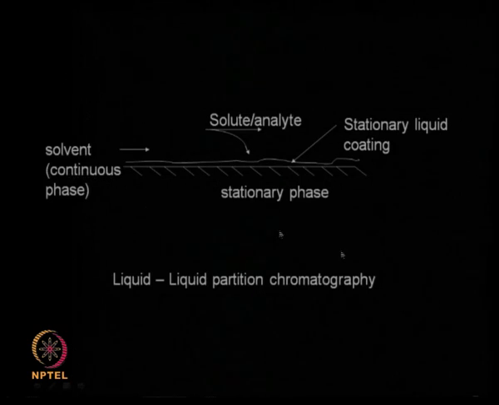This just shows pictorially what is happening inside a chromatography. You have a continuous phase solvent flowing in, and we have a stationary phase. Suppose we have a stationary liquid, then this is called liquid partition chromatography. The solute, or analyte, gets partitioned between the stationary liquid as well as the mobile liquid, and this ratio, as I described in the previous slide, is called K. So this is a typical liquid partition chromatography.